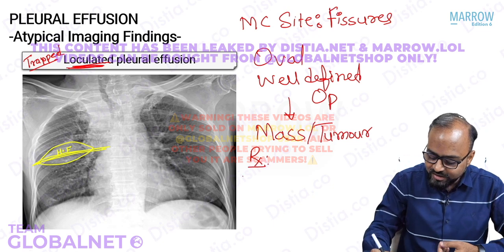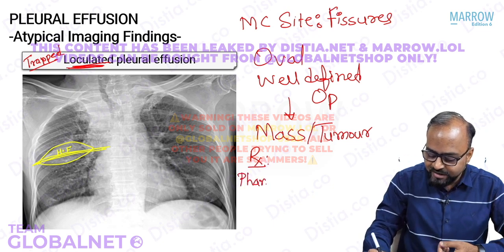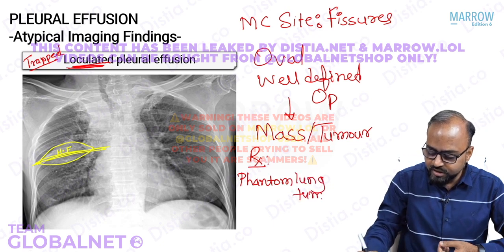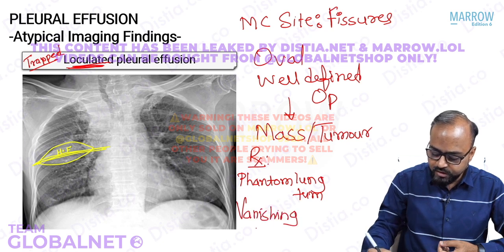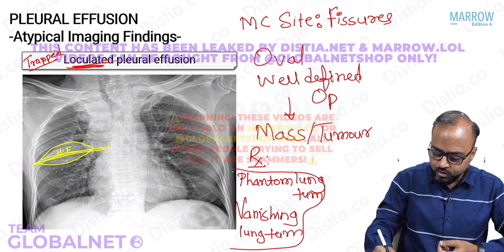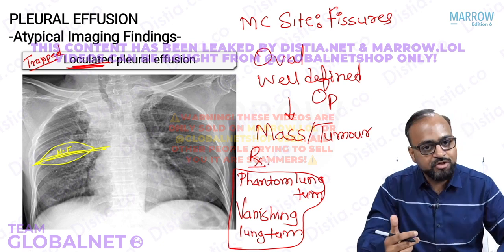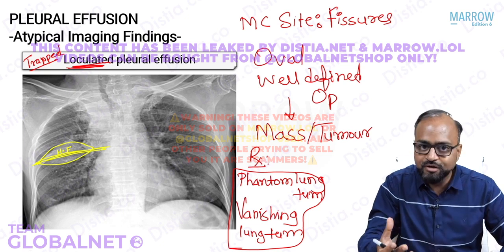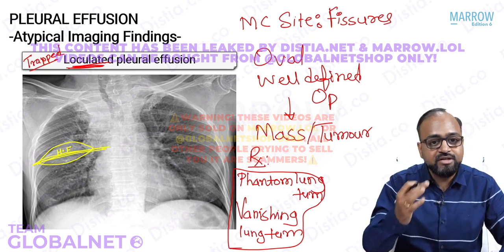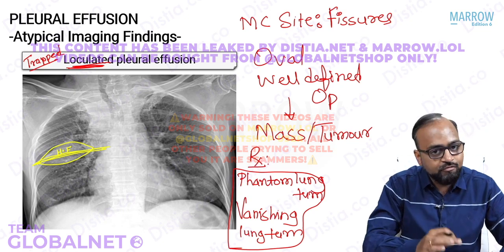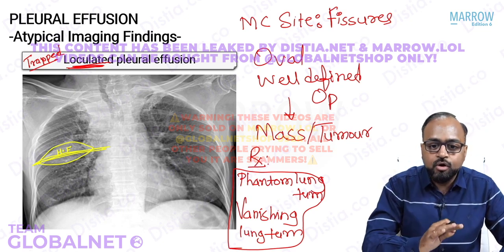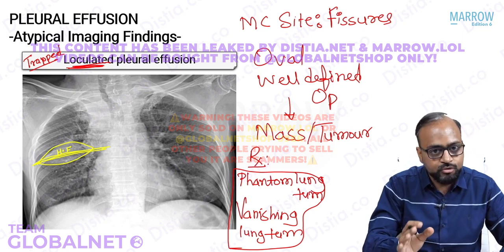What is it called as? It is called as a phantom lung tumor, or a vanishing lung tumor. So what is a phantom lung tumor or a vanishing lung tumor? It is a loculated pleural effusion which disappears in a few days because the cause has been eliminated or removed. So this is the important history clincher as well as imaging clincher of vanishing lung tumor, phantom lung tumor, or loculated pleural effusion that I want you to know.